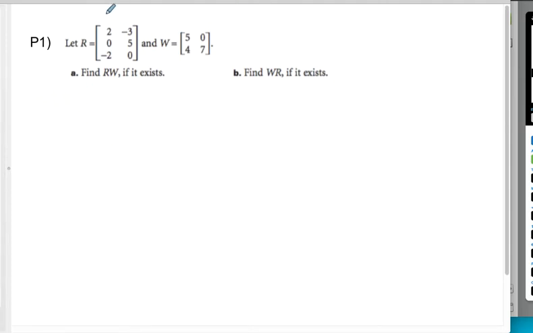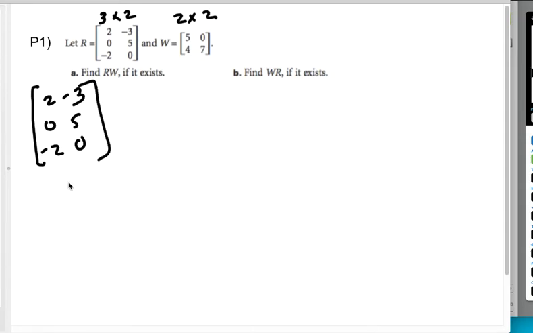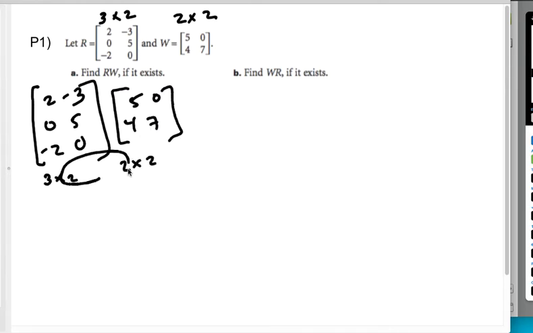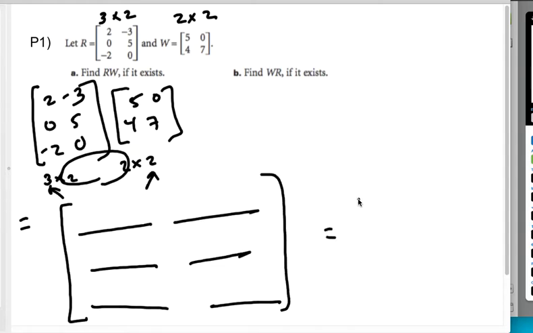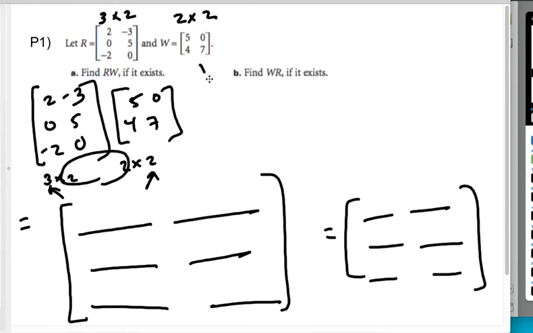So RW, notice that R is a 3 by 2 and W is a 2 by 2, right? So RW is going to be 2, -3, 0, 5, -2, 0, which is again a 3 by 2 times 5, 0, 4, and 7, which is a 2 by 2. The inner dimensions do match, so the outer dimensions are my answer. So my answer is going to be a 3 by 2, right? So a 3 by 2 looks like this, right? 2 columns, 3 rows. And I'm going to go ahead and put my answer right here. All right, we'll deal with WR in a sec.